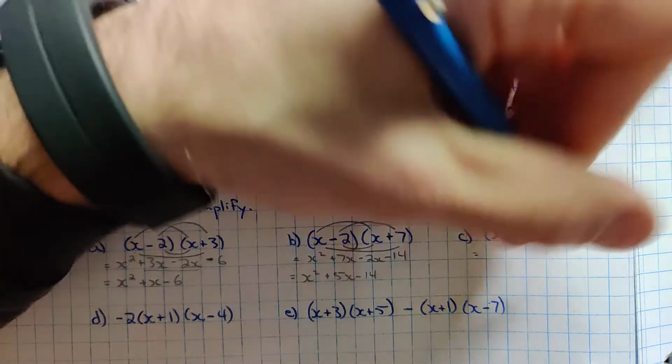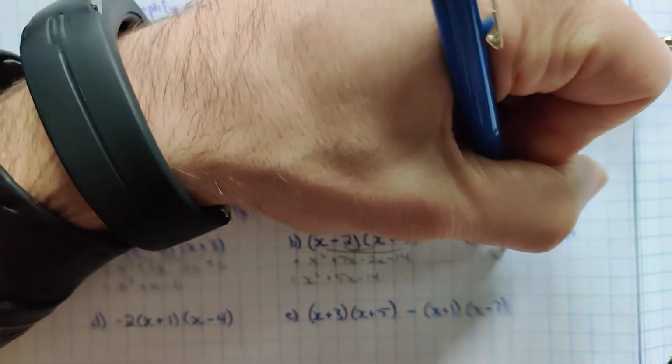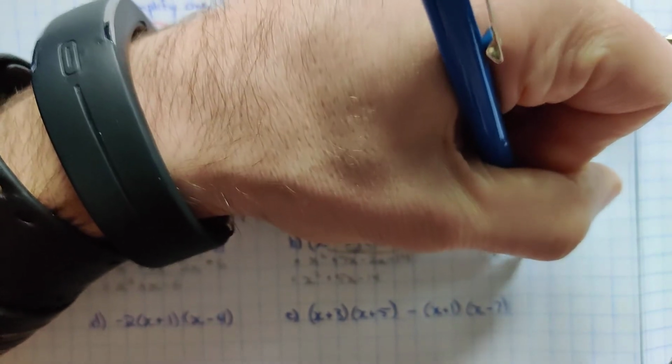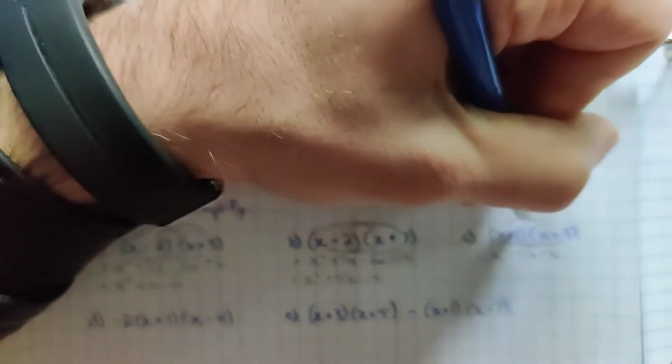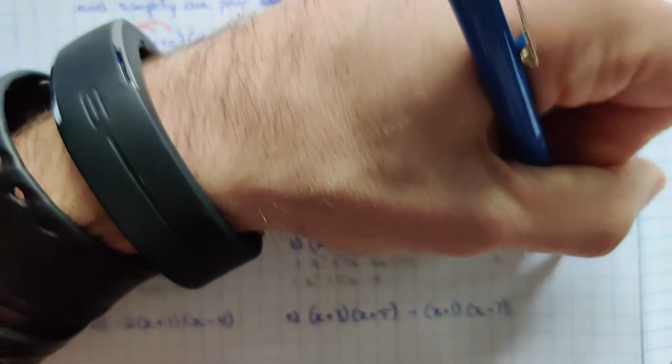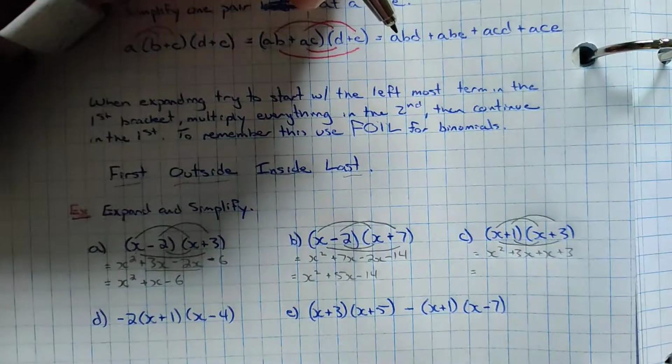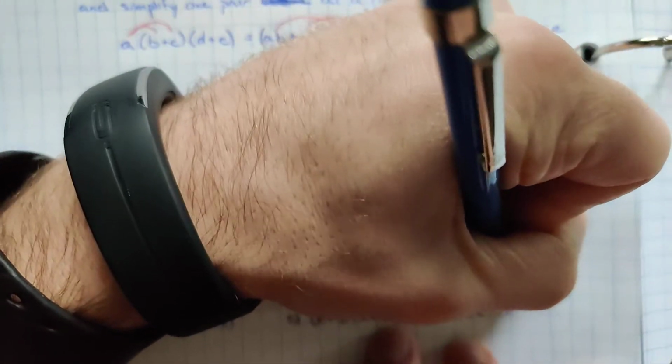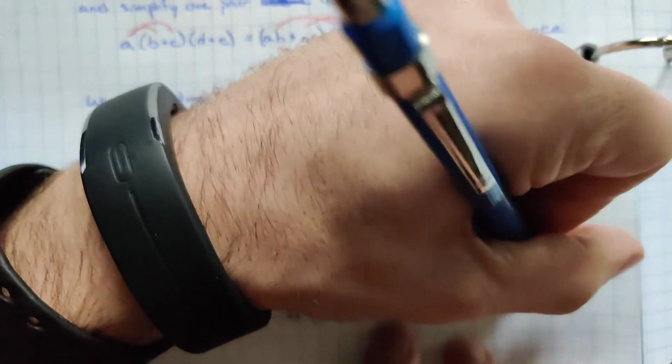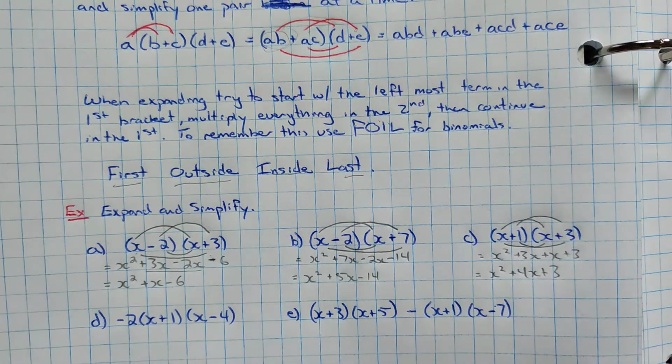x times x is x squared. x times 3 is plus 3x. 1 times x is going to give me plus x. And 1 times 3 is going to give me plus 3. So there, I'm left with x squared plus 4x plus 3.